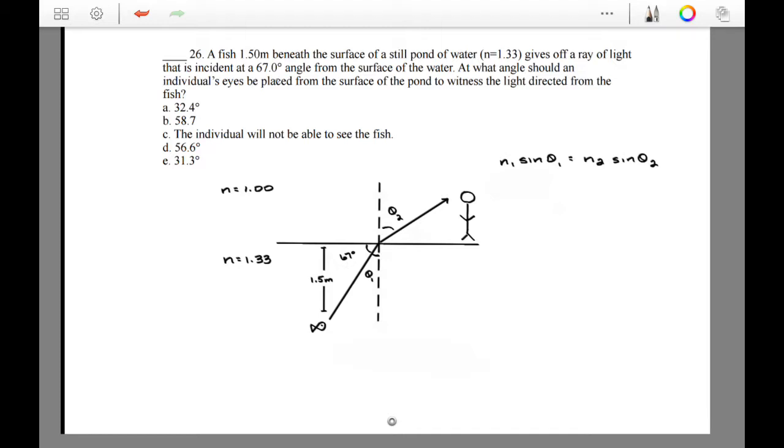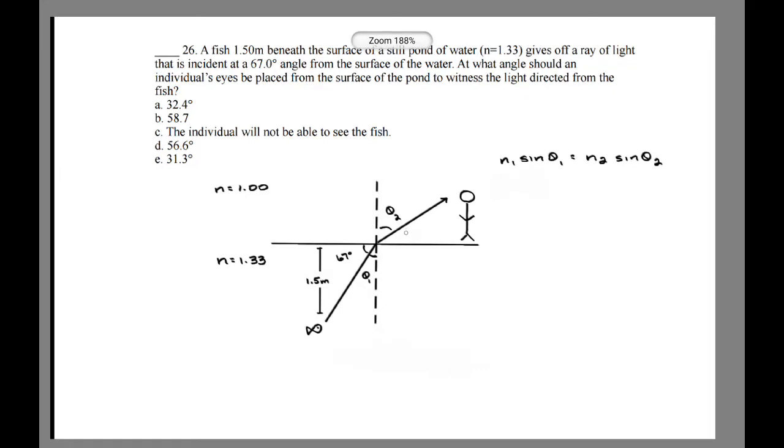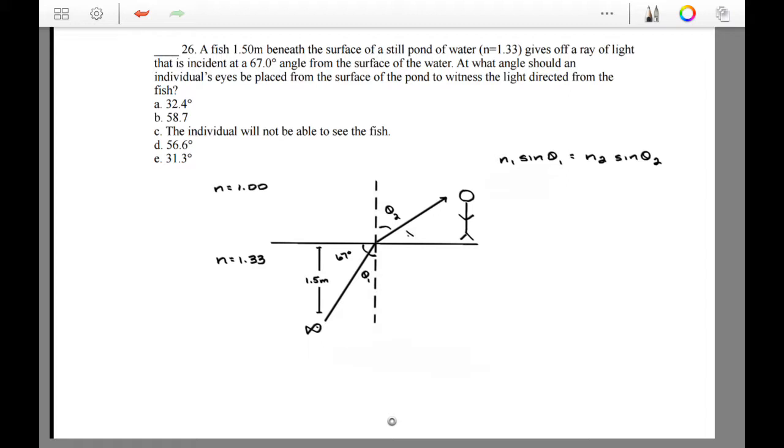that's given off from the fish is actually the angle from the surface of the water. So when we use Snell's law here in a second, we're actually going to need to solve for the angle that is incident with the normal. And then additionally, ultimately what we're looking for, the final angle, is the angle from the surface of the pond. So that means that we can't just solve for the angle of refraction and then put that as our answer. We're actually going to need to do one more step and subtract the angle of refraction from 90 degrees. And so we're actually going to be looking for x here.